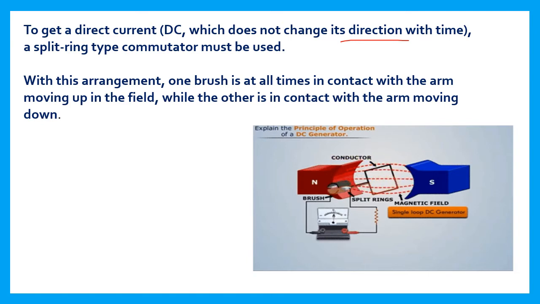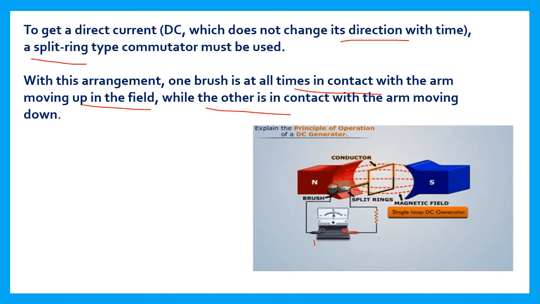With this arrangement, only this is the difference. In DC generators, only one split ring type commutator is used, and with this arrangement, what will happen? One brush is at all times in contact with the arm moving up in the field, while the other one is in contact with the arm moving down. Then the current that is produced here will not change its direction with time. It will flow only in one direction.